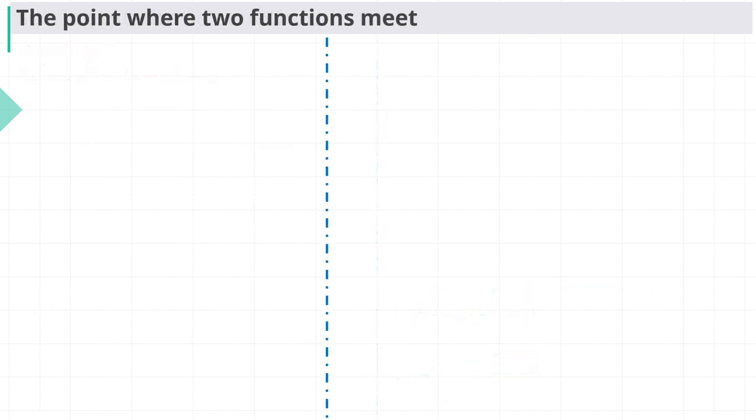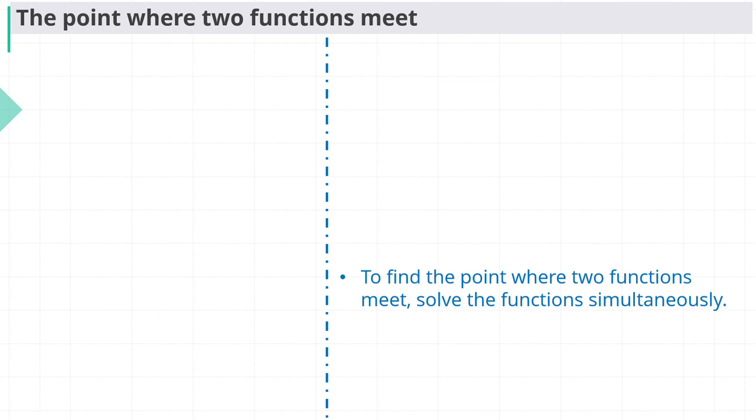The point where two functions meet. To find a point where two functions meet, we solve the two functions simultaneously. Now an illustration here. We see that the straight line intersects the curve at two different points, maybe A and then second point B. How do we find these two points of intersection? We solve simultaneously.